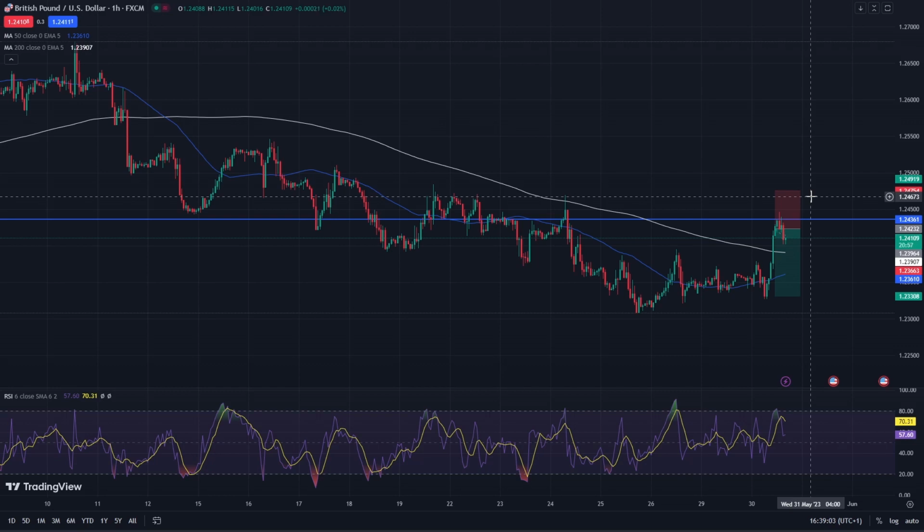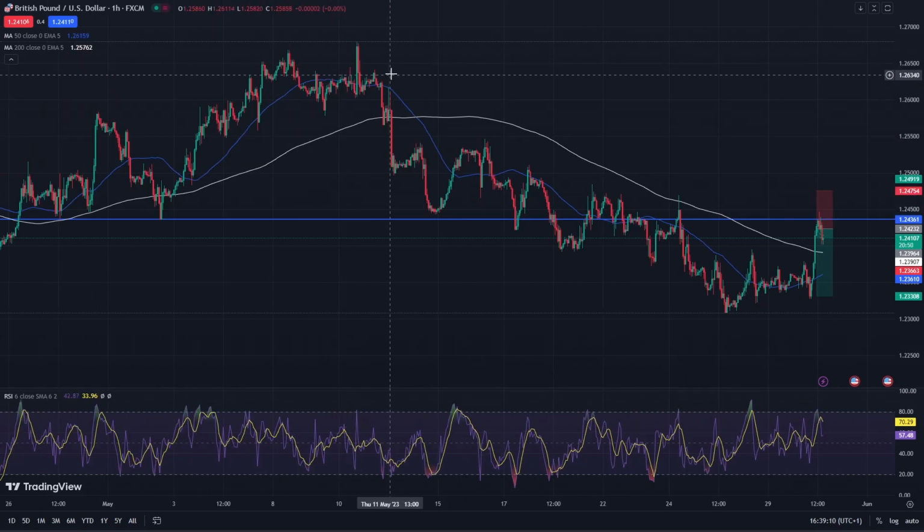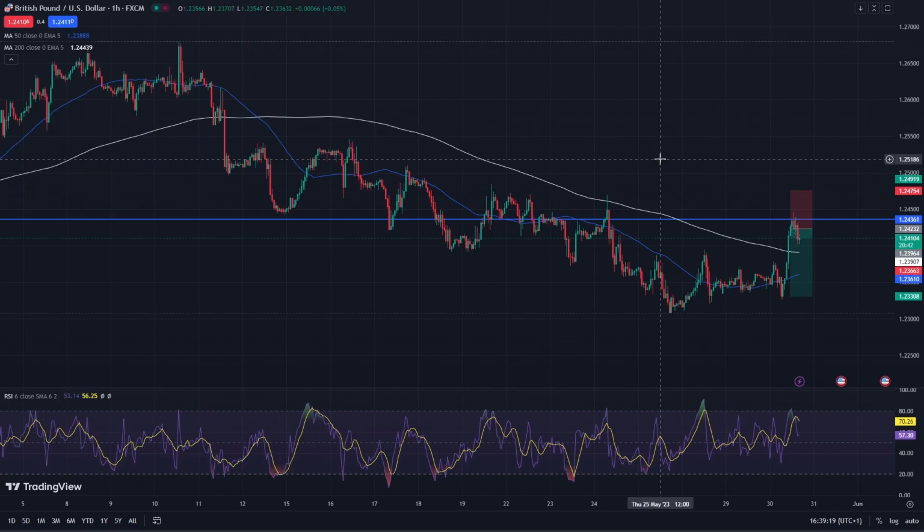First of all, we have the British pound with the US dollar chart open right here on the hourly chart. We can see that the past few days we have been making lower lows and lower highs, and we have been in a downtrend for a while now. So we still have a valid downtrend, which is a great sign. And we are looking for short positions only because we are in a downtrend. We want to be trading with the trend.